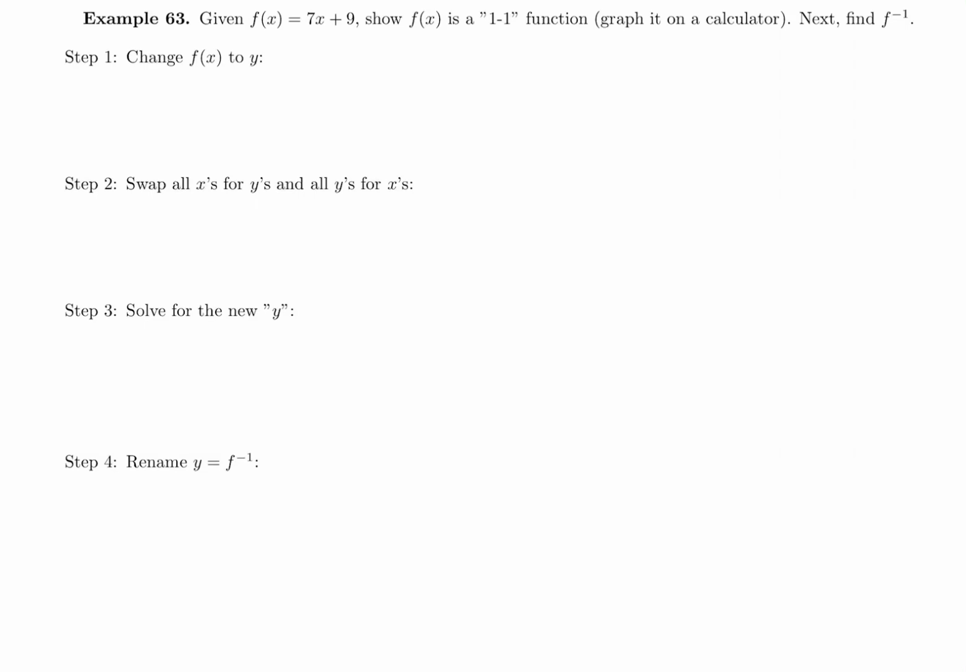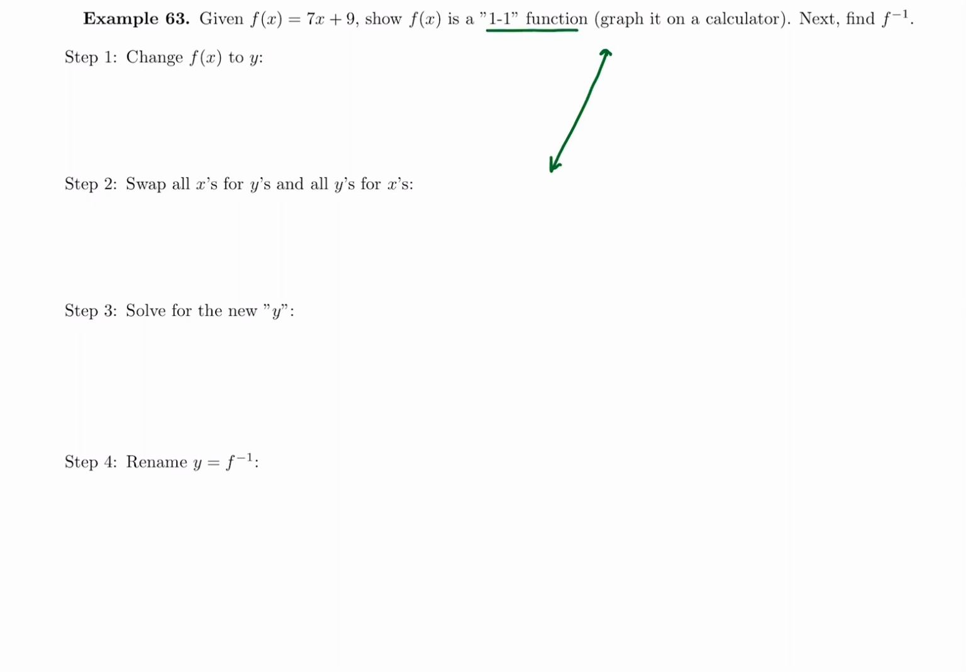Looking at the function 7x plus 9, it is a line. The slope is 7 and the y-intercept is 9, so it would look something like this. Positive slope. It's going to pass a vertical line test. It's never going to touch a vertical line more than once, and it'll also pass a horizontal line test. No horizontal line is going to pass through that function more than one time. So this is a one-to-one function, which means that it will have an inverse.